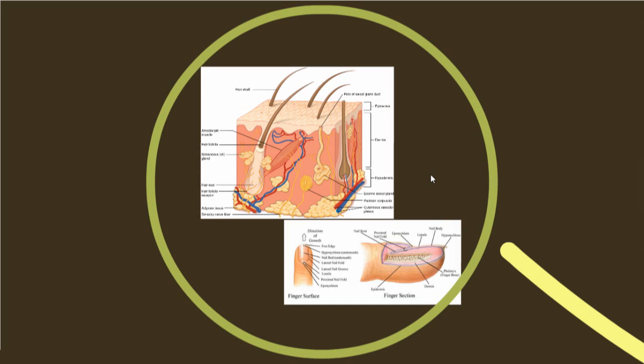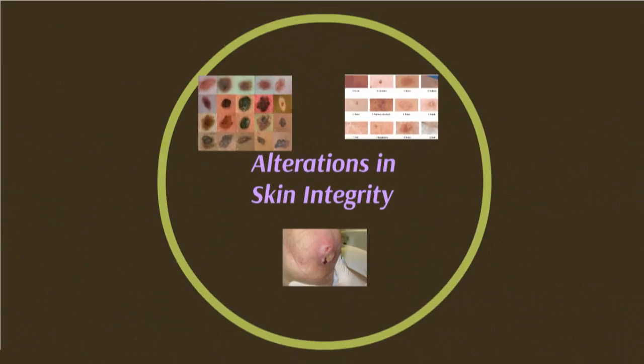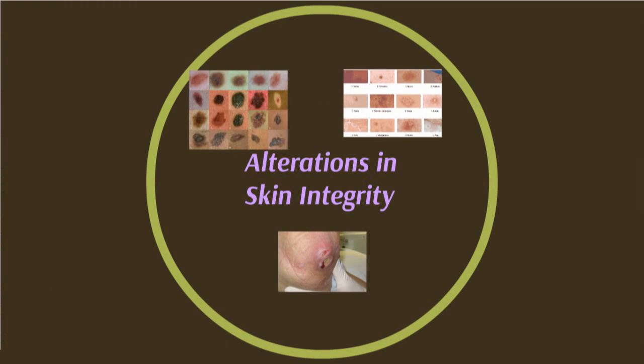Your hair is formed from keratin and produced by matrix cells in the dermal layer of the skin. Each hair lies in a hair follicle, and you can see that in the picture. Nails are formed when the epidermal cells are converted into hard plates of keratin. We're going to go ahead and start with alterations in skin integrity, and we'll go into assessment after that.